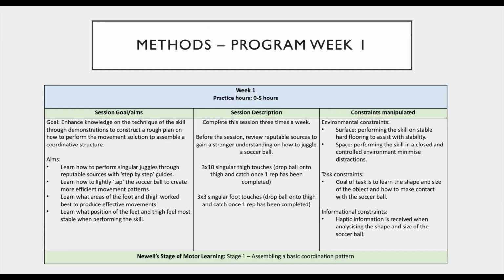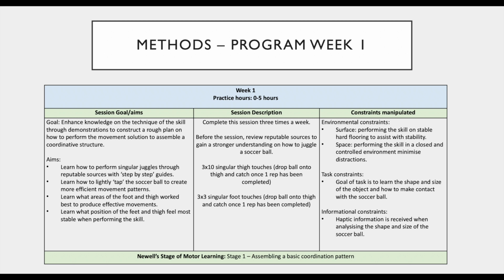The goal of week 1 was to enhance the learner's knowledge of the skill to assemble a coordinative structure, which was completed through the provided program. This week reflects stage 1 of Newell's theory of motor learning, which is to assemble a basic coordination pattern. This involves the learner exploring their perceptual motor landscape through discovery, understanding the components of the skill, and getting used to the object. The learner first began by researching reputable sources with a step-by-step guide as well as visual demonstrations of how to juggle a soccer ball with the correct technique.